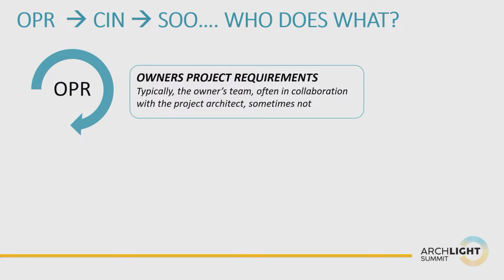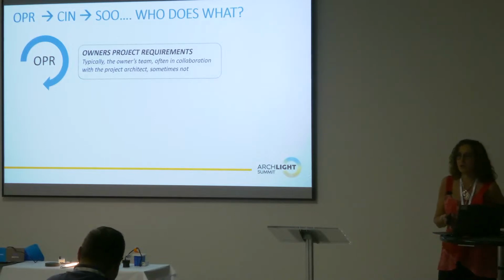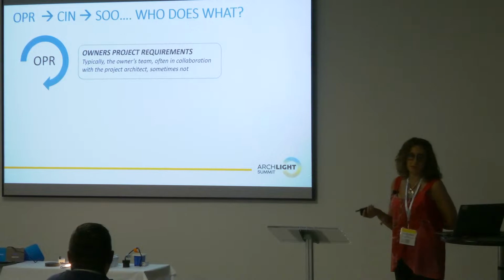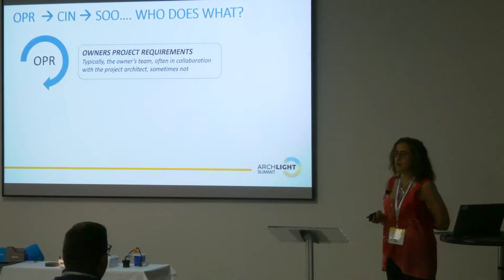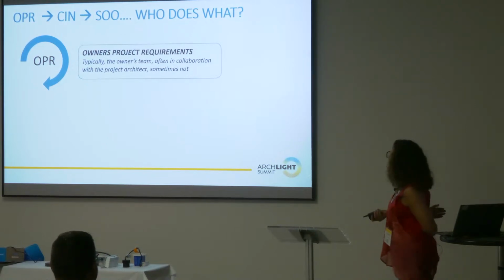The owner's project requirement, which is written by the owner's team, sometimes in collaboration with the architect and sometimes not, tells you the owner's brief. What is it the owner thinks you're building for them? I want a 40-story office tower with this whiz-bang thing and that whiz-bang thing and 16 other things. Or I want a hotel with the following requirements in my food service applications, my food service locations.